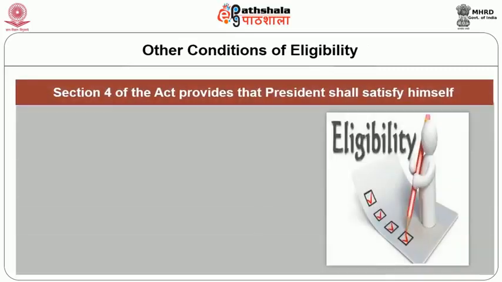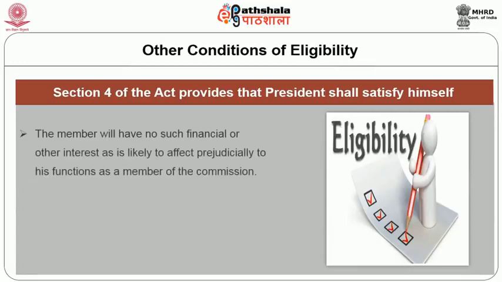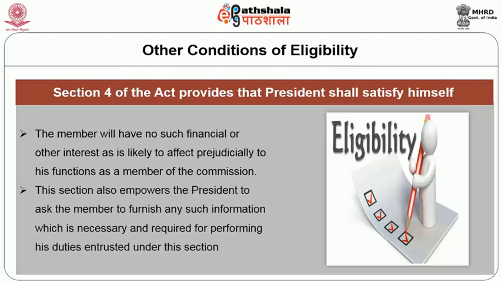Other conditions of eligibility. Section 4 of the Act provides that the President shall satisfy himself that the member will have no such financial or other interest as is likely to affect prejudicially his function as a member of the Commission. This section also empowers the President to ask the member to furnish any such information which is necessary and is required for performing his duties entrusted under this section.